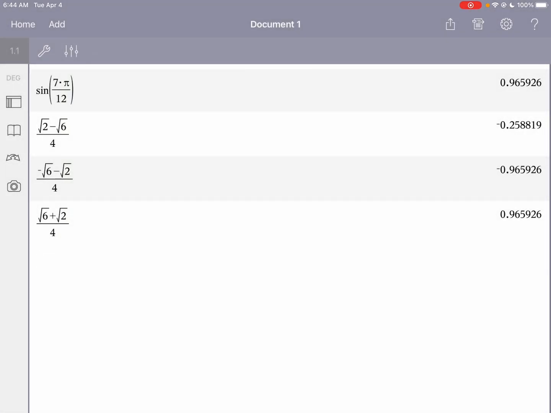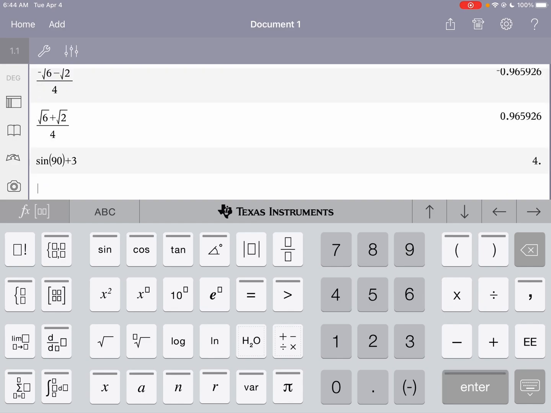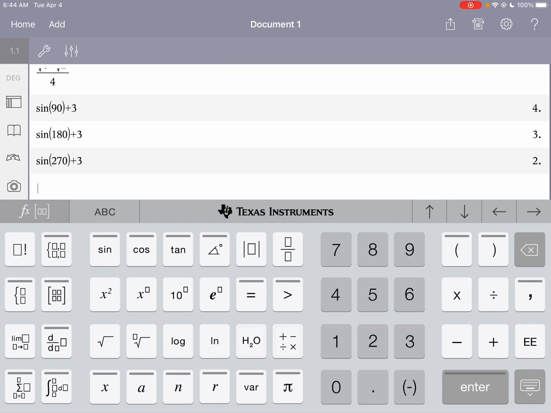If I type in sine of 90 plus 3, again, our goal is to get 2. In this case, we get 4. If I do sine of 180 plus 3, we get 3. Again, our goal is to get 2. I type in sine of 270 plus 3, and I get 2, which is what I want, so everything works out.